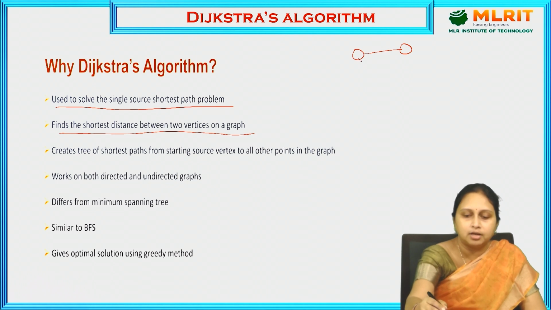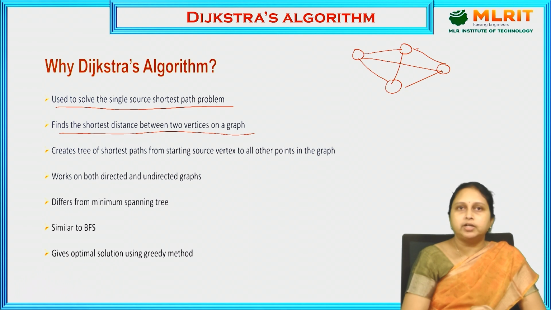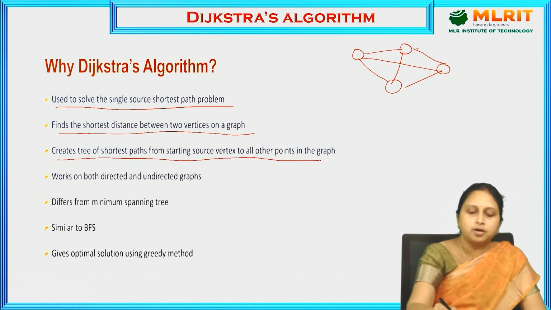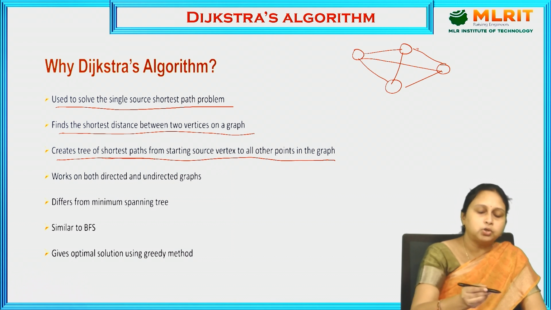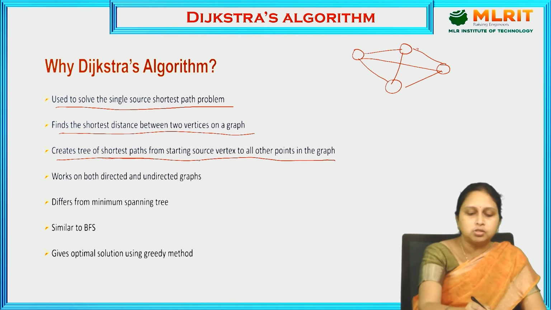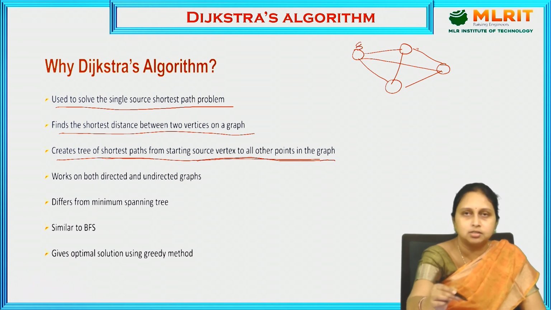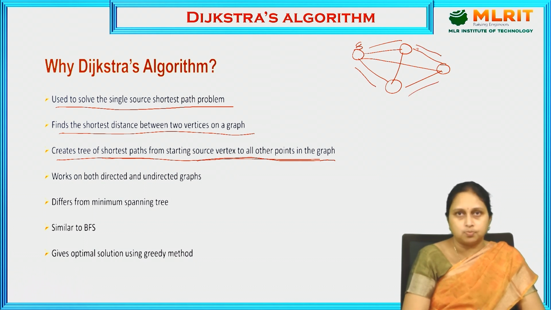If I have a graph, it is going to find the shortest path, or distance, between two vertices on the graph. It also creates a tree of shortest paths from the starting source vertex to all other points in the graph. Not only finding the shortest distance, it creates a tree of shortest paths from the source vertex to all other points. Suppose I consider this as a source. From here, it is going to find all other paths also.